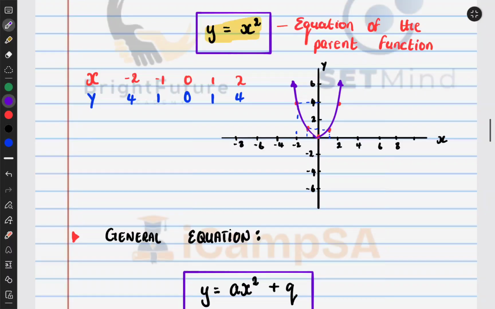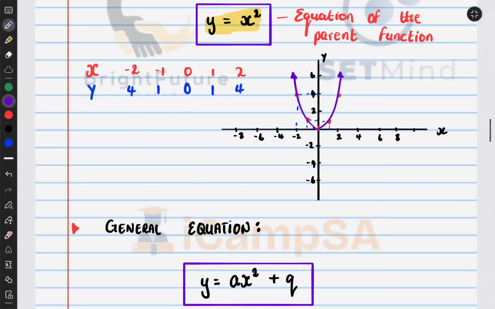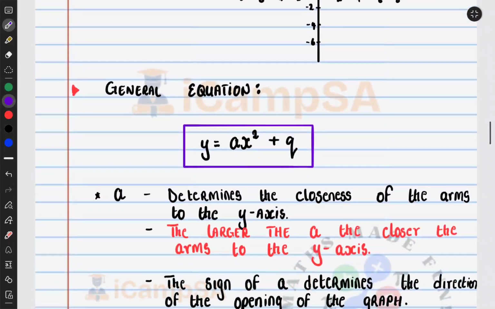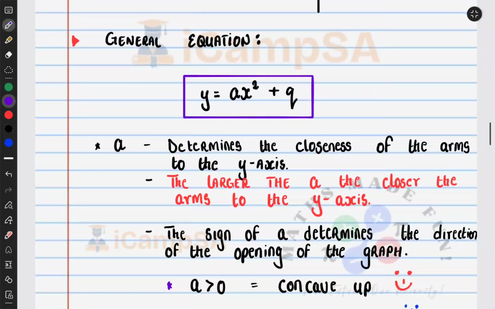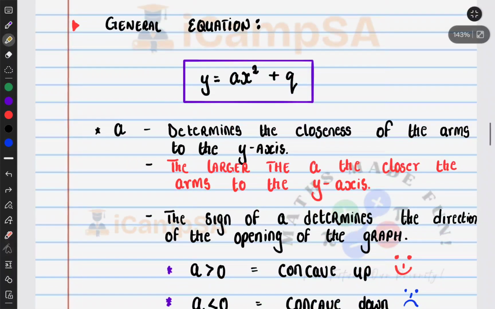We can stretch it, we can move it up and down, just like we were doing for the linear functions. So multiple transformations can be made to that parent function, or parent equation, in order to obtain the general equation of the parabola, which is the one that we have there: y is equal to ax squared plus q.